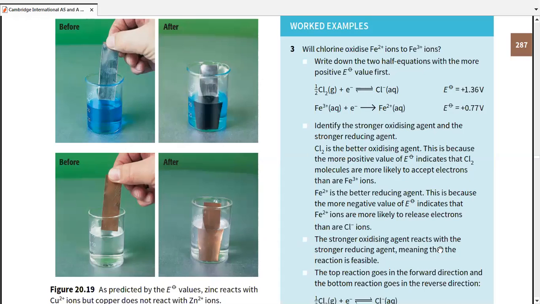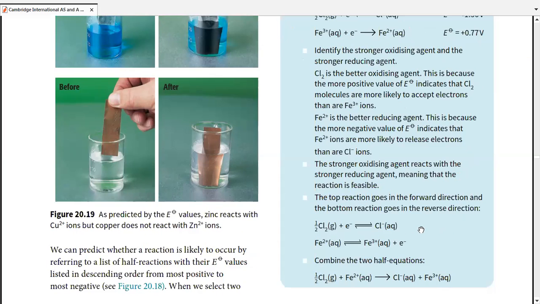The stronger oxidizing agent, we mean chlorine, reacts with the stronger reducing agent, meaning that the reaction is feasible. So Fe2+ was a better reducing agent. This one was a stronger oxidizing agent. On the exact opposite end, we have the stronger reducing agent. So this means they can react with one another. So chlorine can react with Fe2+, meaning the reaction would be feasible. The top reaction goes in the forward direction, the bottom reaction goes in the reverse direction.